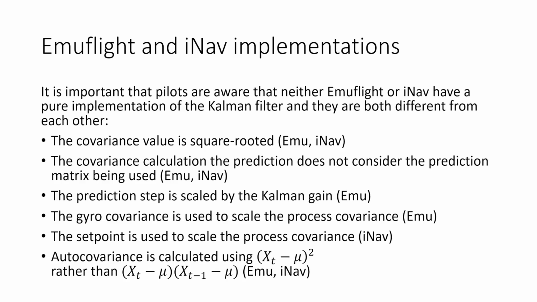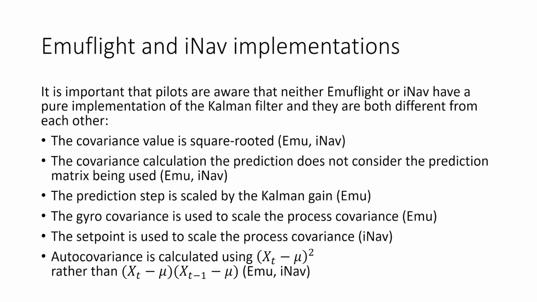Again, you wouldn't typically see that in a traditional Kalman filter. If the set point should appear anywhere, it should be appearing in the prediction step. It shouldn't really be appearing in the covariance because the set point is affecting the prediction model.